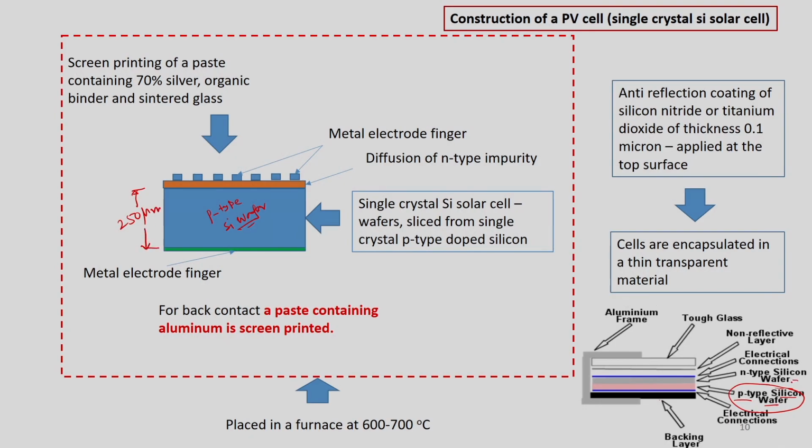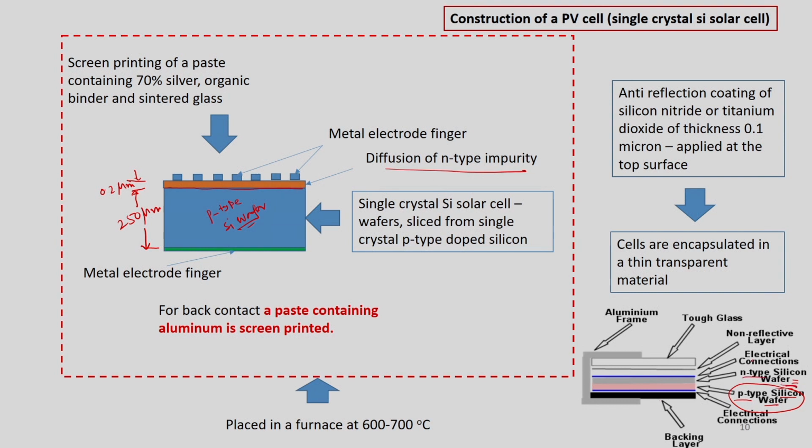And then we have n type silicon wafer. So, this is an n type silicon wafer here, okay, and it is about 0.2 micron. So, this is diffusion. We have to make some kind of junction. This is made by diffusing n type impurity here. So, this is something called n type silicon wafer.